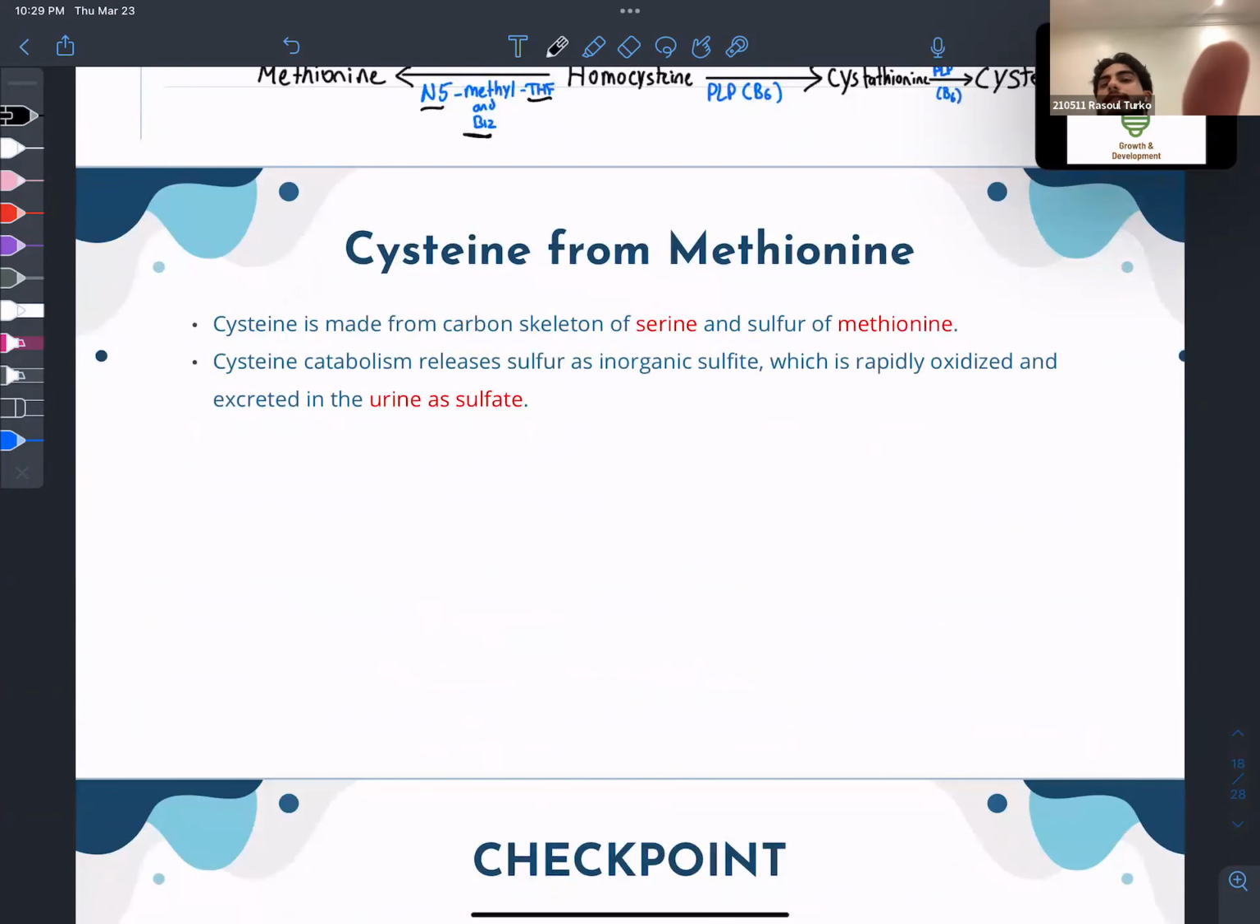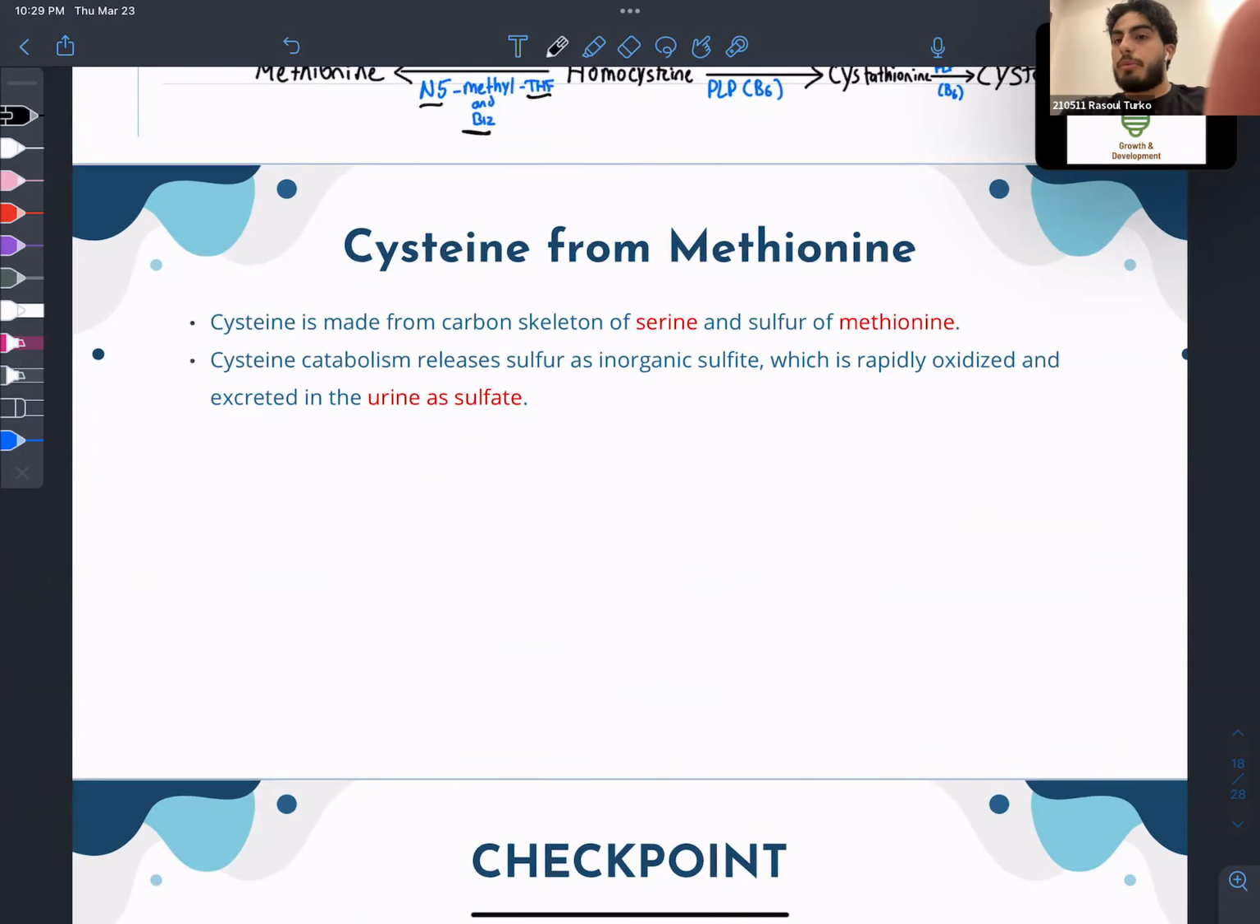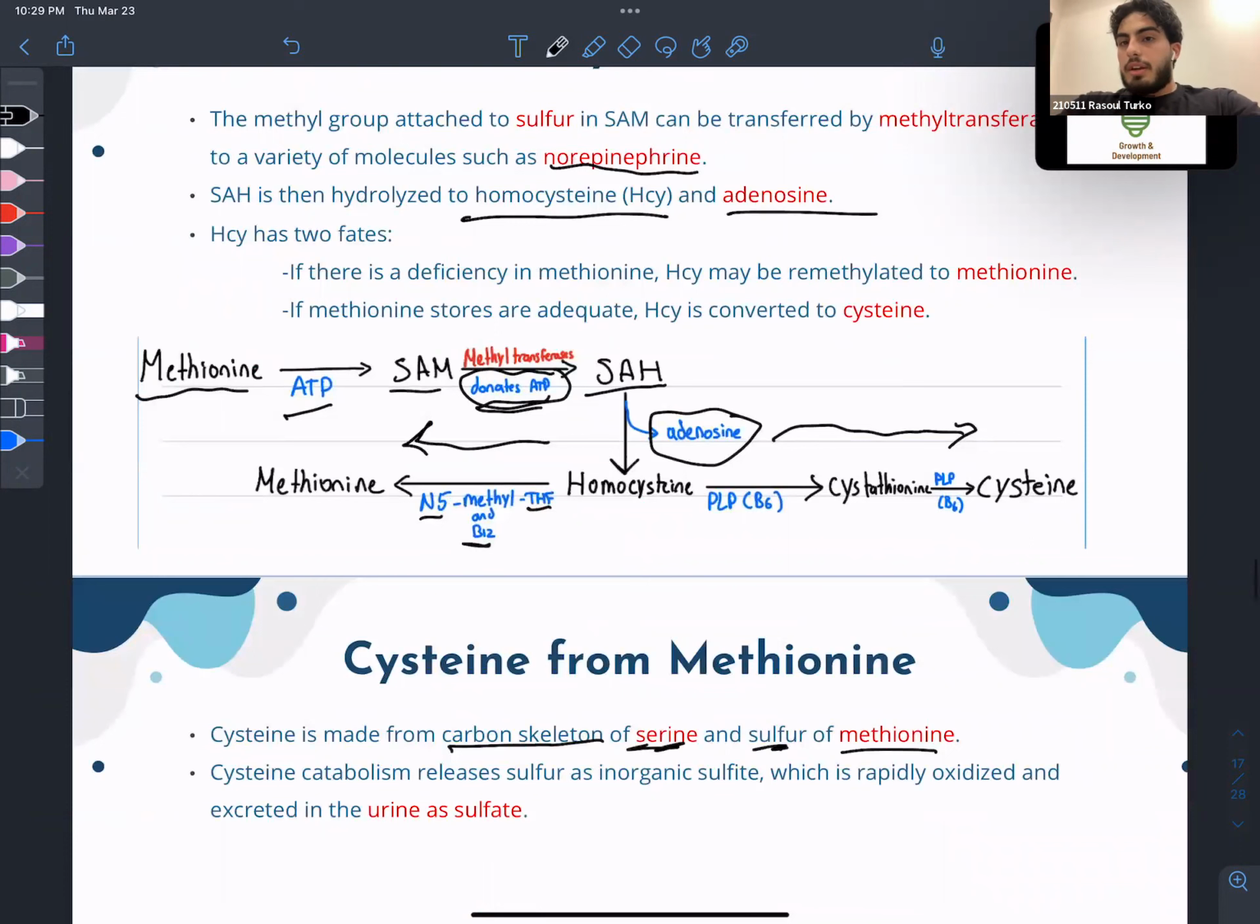So now the cysteine here, what we need to know is that it's made of serine and the sulfur. It's made from a carbon skeleton that comes from serine, and the sulfur that comes from methionine. And it kind of makes sense because we said here methionine has a sulfur, which is basically the S here. So methionine gives the S to cysteine.